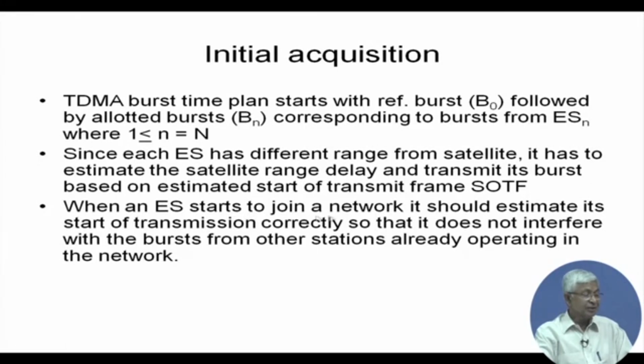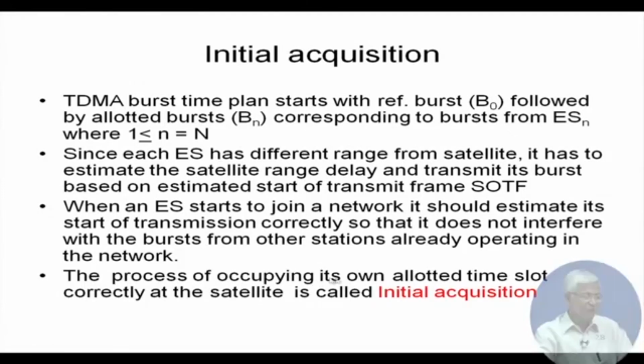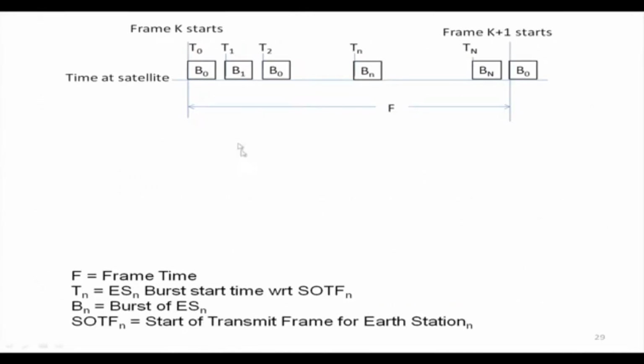When a station starts to join a network, it should estimate its start of transmission correctly, so that it does not interfere with the bursts from the other stations which are already operating in the network. I have explained this in terms of station number 7 transmitting, which should not interfere with number 6 and 8, etc. This process of occupying its own allotted time slot correctly at the satellite is called initial acquisition. It is very clear. Now, let us see pictorially.